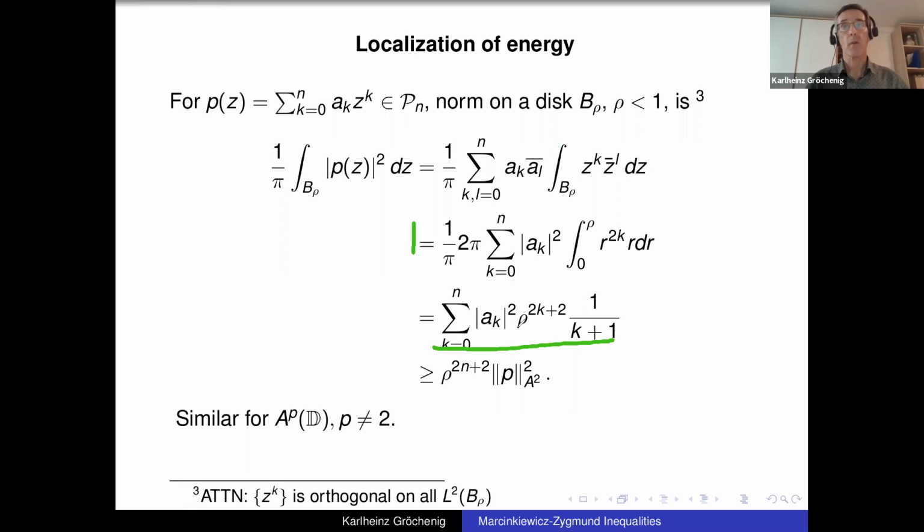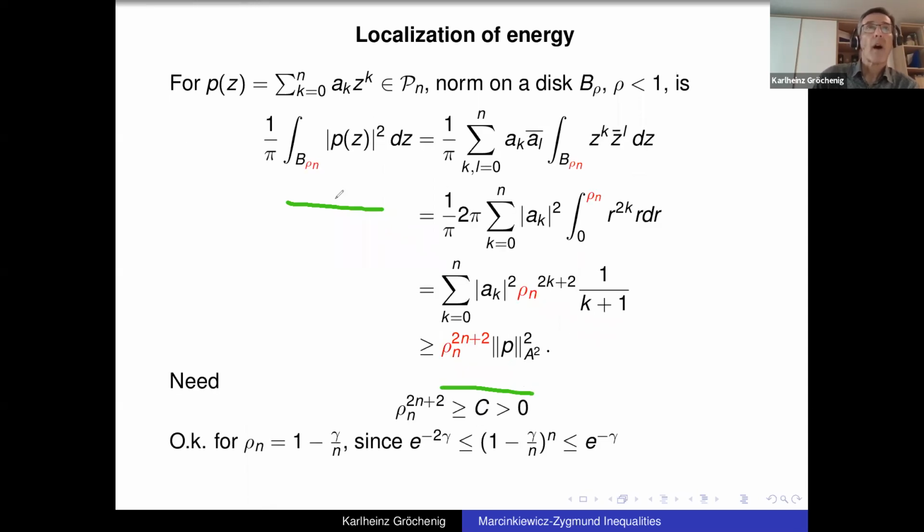Rho is less than 1, so the smallest term here is for the largest coefficient. So you obtain that, you pull this out, and the rest is just the Bergman norm of the polynomial. So we obtain that on a disk of radius rho, the 2 norm is bounded by a power of rho times the original norm. Fine. Now we vary the degree.